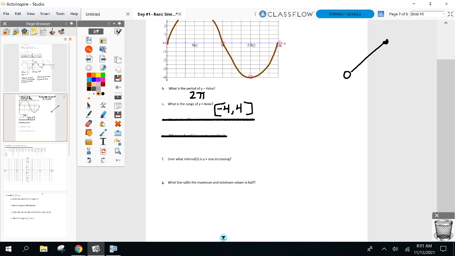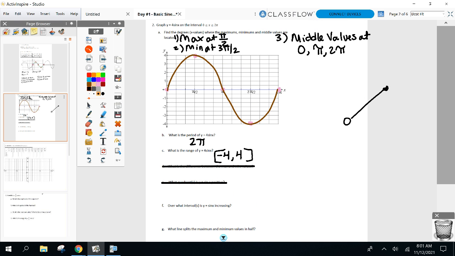All right, over what interval is it increasing? If I gave somebody my pen right now and said come up here, circle a portion of this graph where it's increasing, could you do it? Yes. How many spots would you be able to circle on here where it's increasing? Right here, and right here. Everyone agrees? Okay, so how do I write where it's increasing?